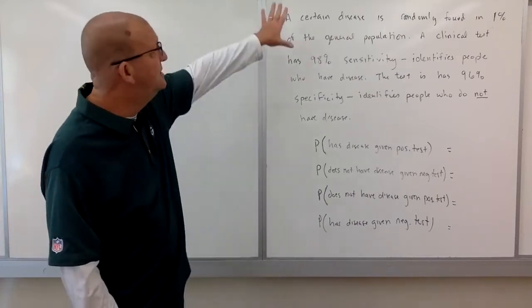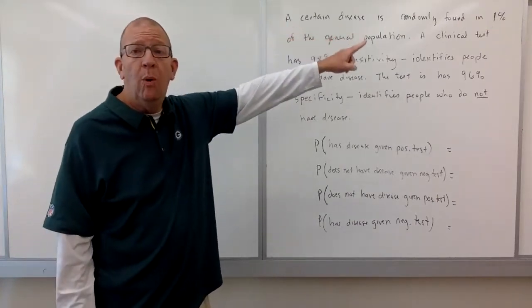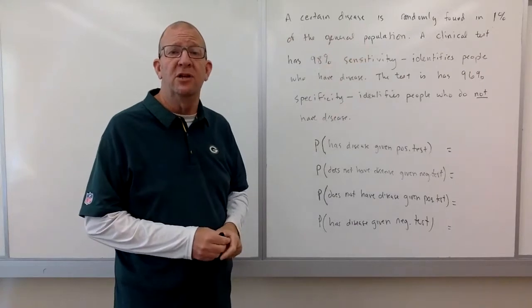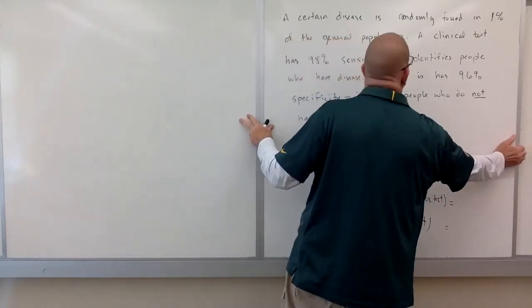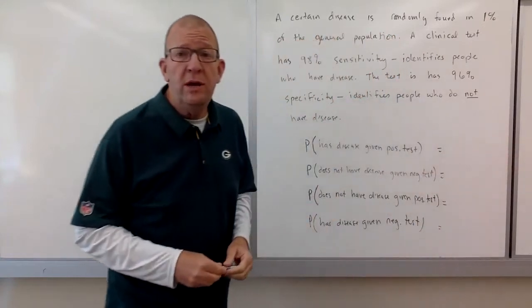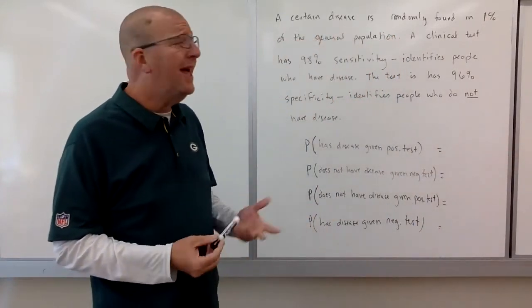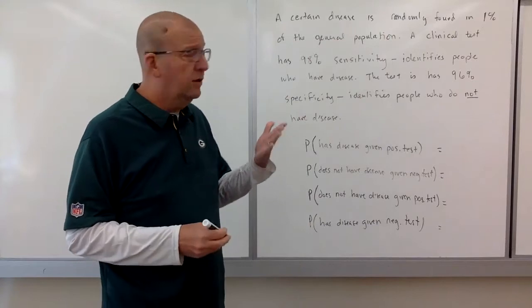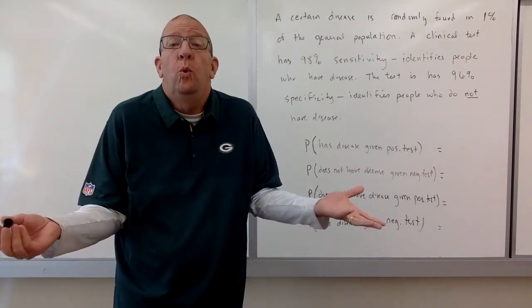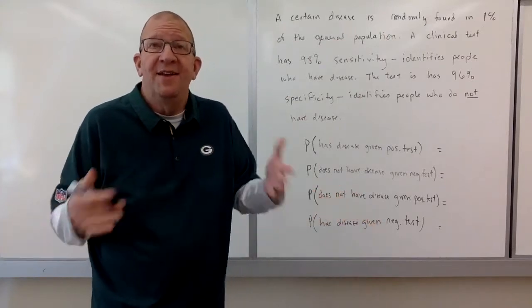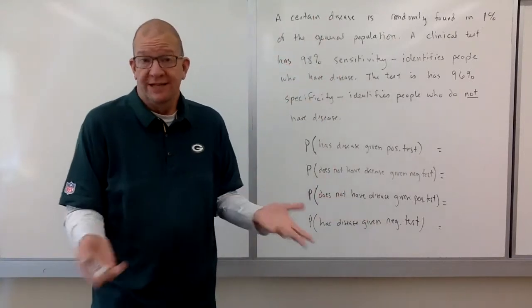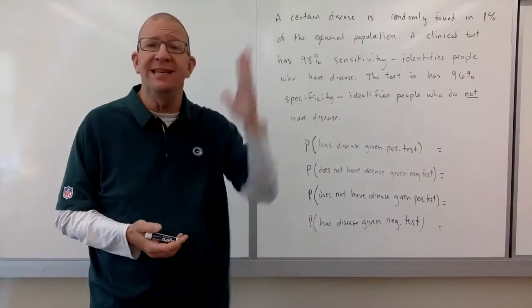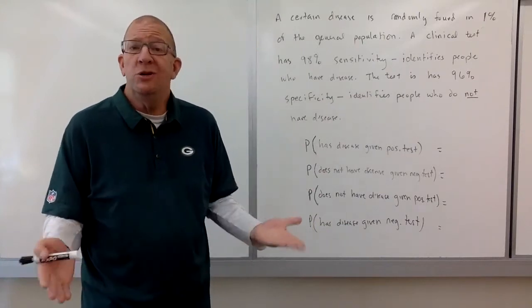A certain disease is randomly found in 1% of the population. So we're going to deal with 1% of the population. Now, we know that it's 1%. We just don't know who. Again, visualize your football stadium, 100,000 people. 1% is 1,000. There's 1,000 people sitting out there who have the disease. We just don't know who they are.